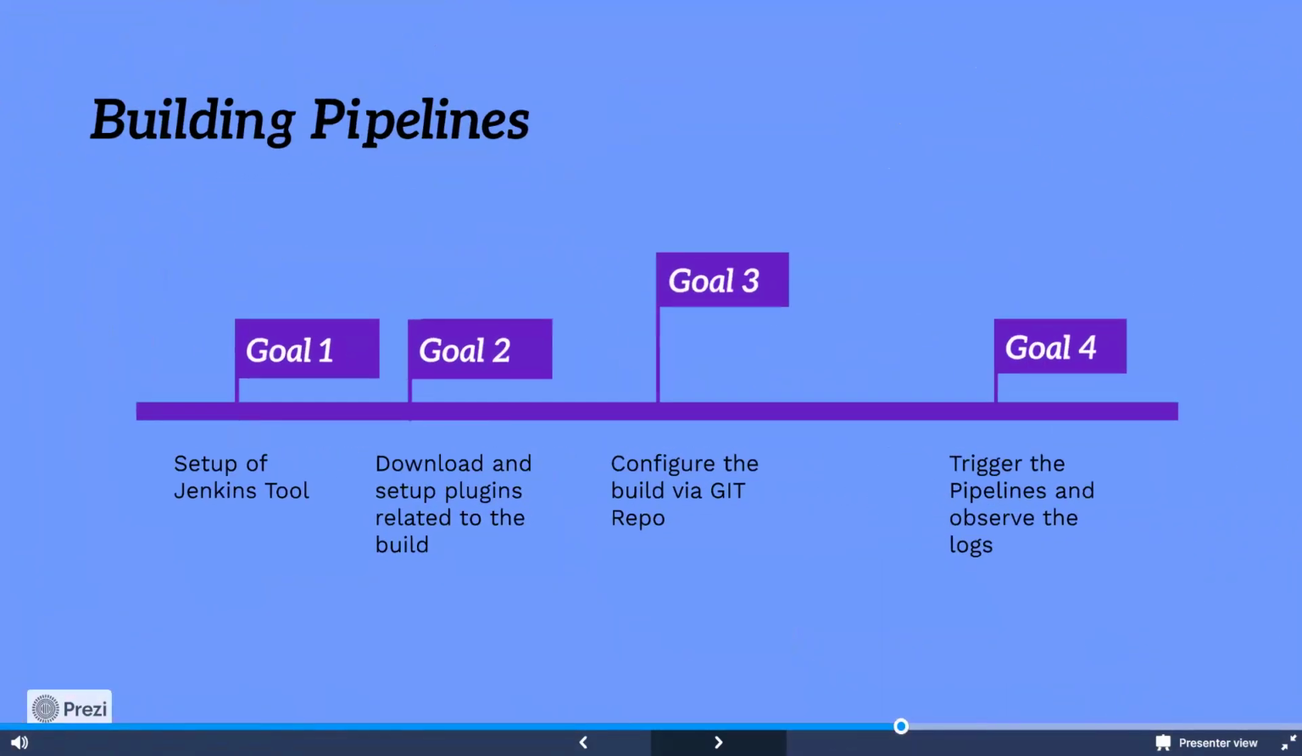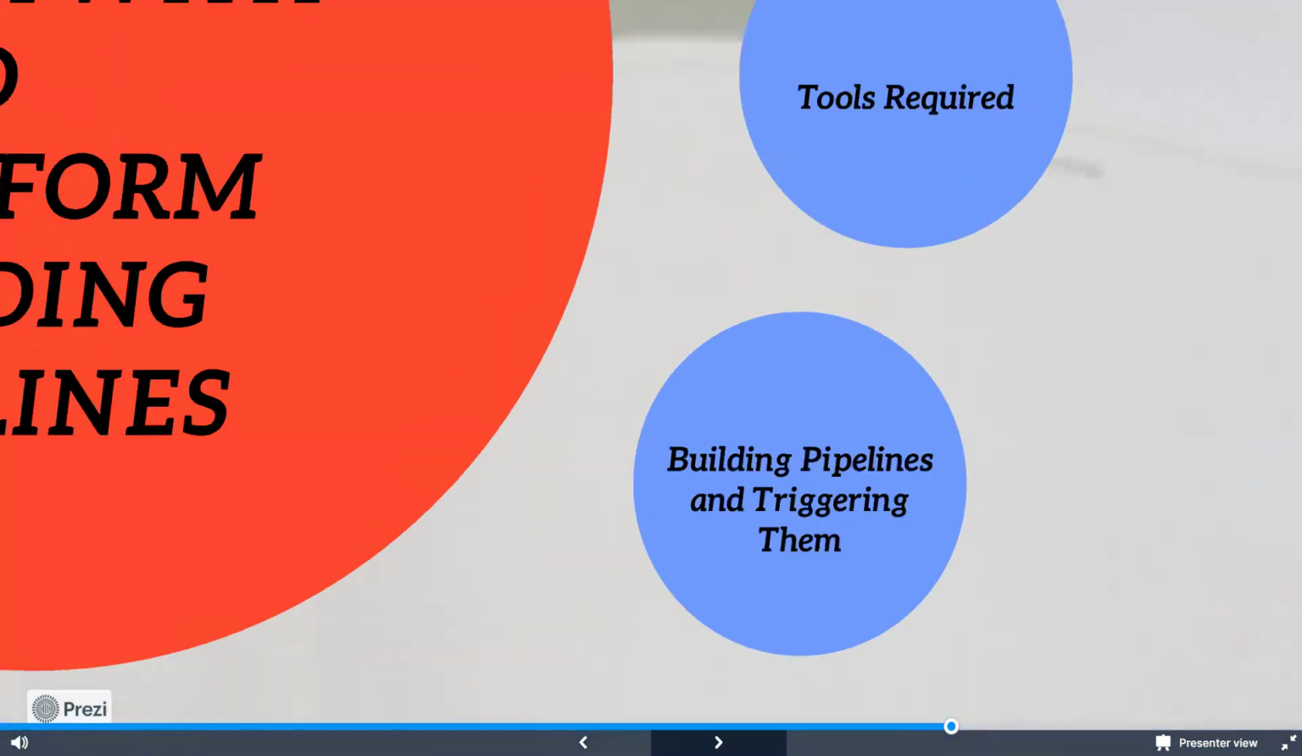When you're building a pipeline, the four steps that we follow are: setup of the Jenkins tool; how do we download and set up the plugins related to the build; how do we configure the build via the Git repo; and how do we trigger the pipelines and observe the logs. We'll be seeing all these things, guys. Clear? Yes.